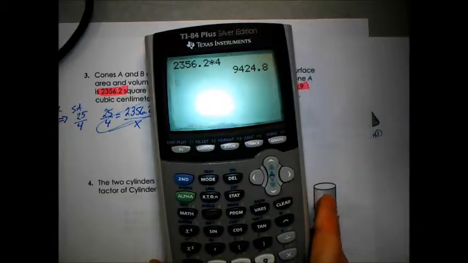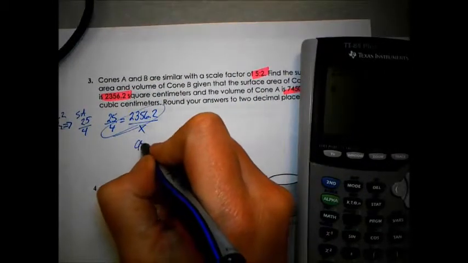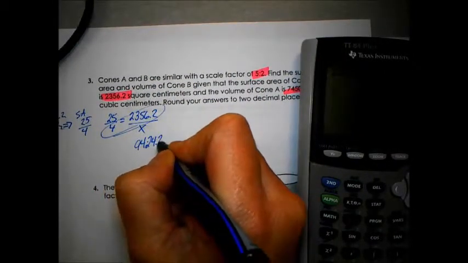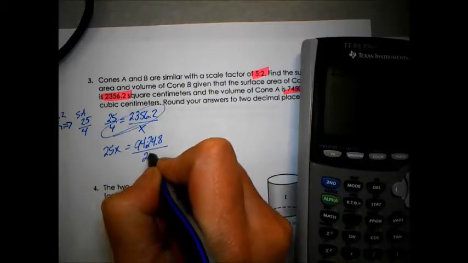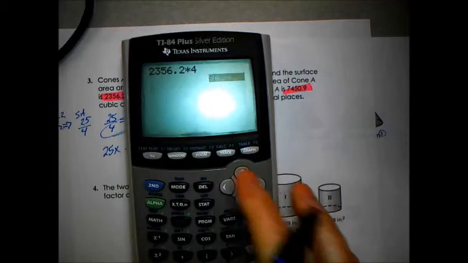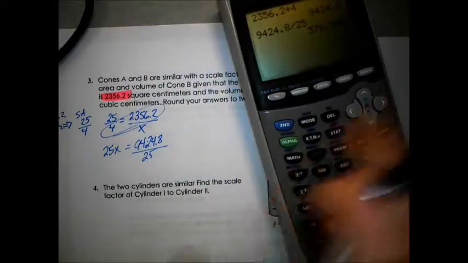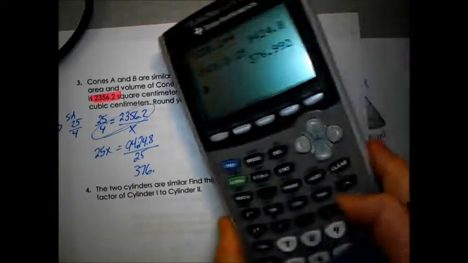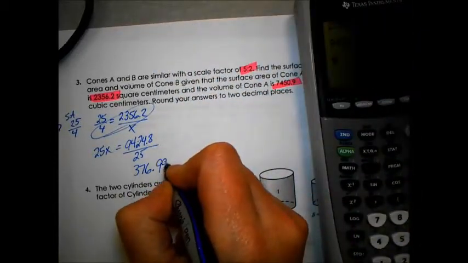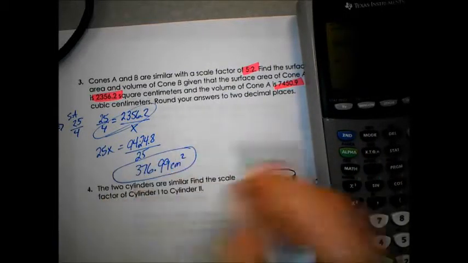Okay, that gives me 9424.8 is equal to 25x, and then I want to divide that by 25. Gives me 376.99, and that would be centimeters squared, would be your surface area.